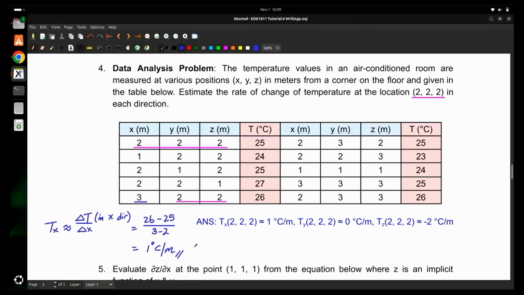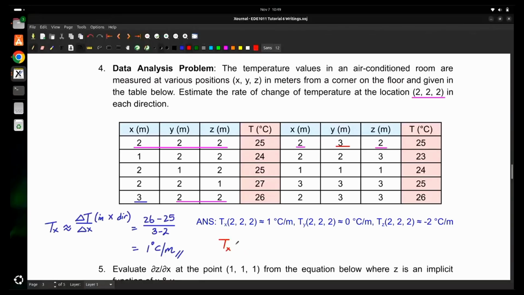If you understand that, then t sub y and t sub z will be trivial already. Okay, so you also do the same thing. You move y, then you keep x and z. So obviously you have to move to this y here. Then your x and z don't move. So therefore your t sub y then.